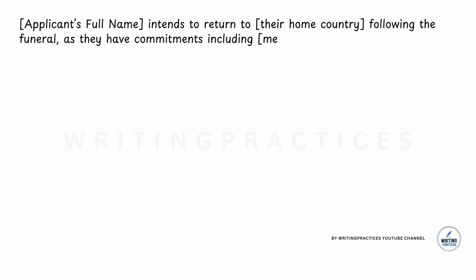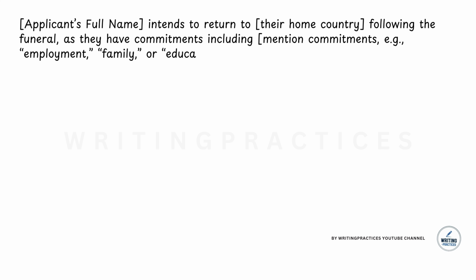Applicant's intentions to return. To alleviate concerns about overstaying, mention the applicant's ties to their home country and their intention to return. For example, Jane Doe intends to return to the United Kingdom following the funeral, as she has employment commitments and family obligations awaiting her. This reassures the consulate that the visit is temporary and the applicant will adhere to visa terms.